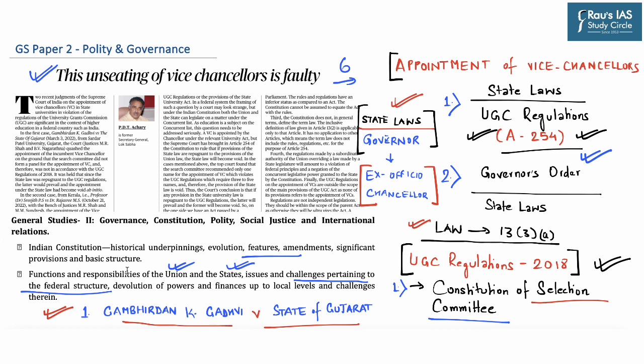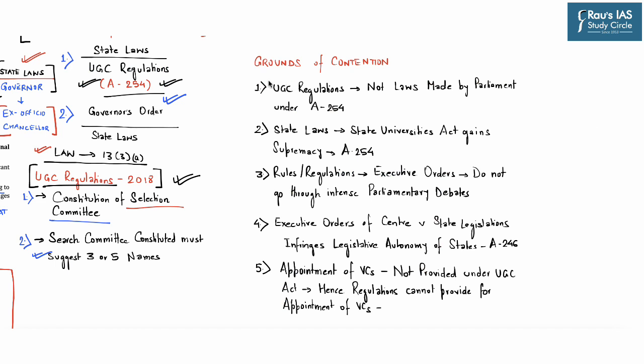So this is the first ground of critical analysis regarding the Supreme Court judgment, which held that in case of repugnancy, it is the central law which shall prevail, and here central law was assumed as the UGC regulations of 2018. Based on the first ground of critical analysis, that is, the UGC regulations are not laws made by Parliament under Article 254, the second ground is that the state laws or legislations made by the State Legislative Assembly gain supremacy over such regulations made by the central government.